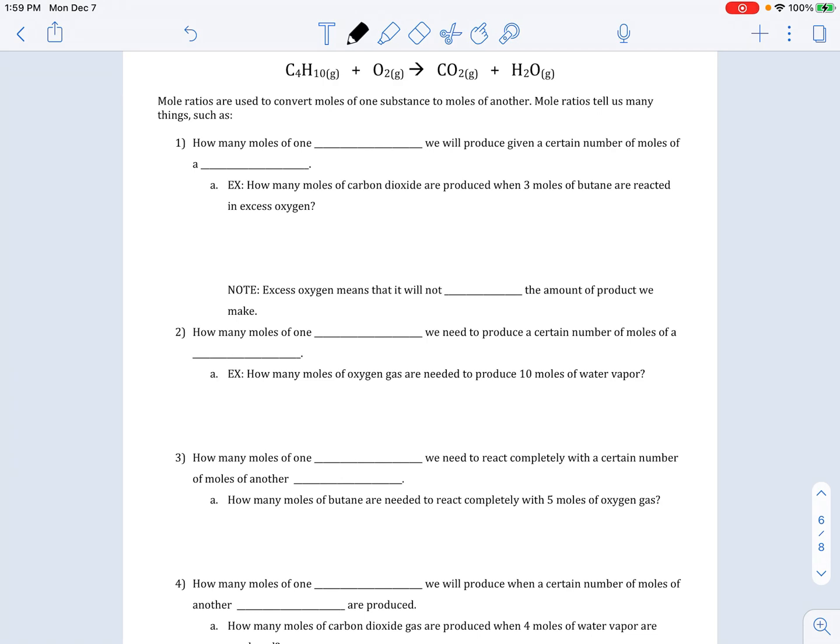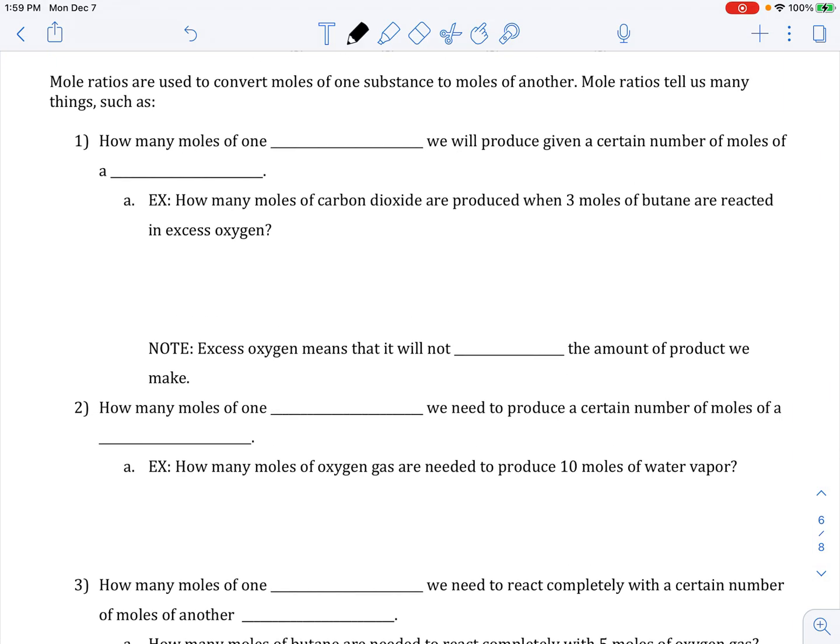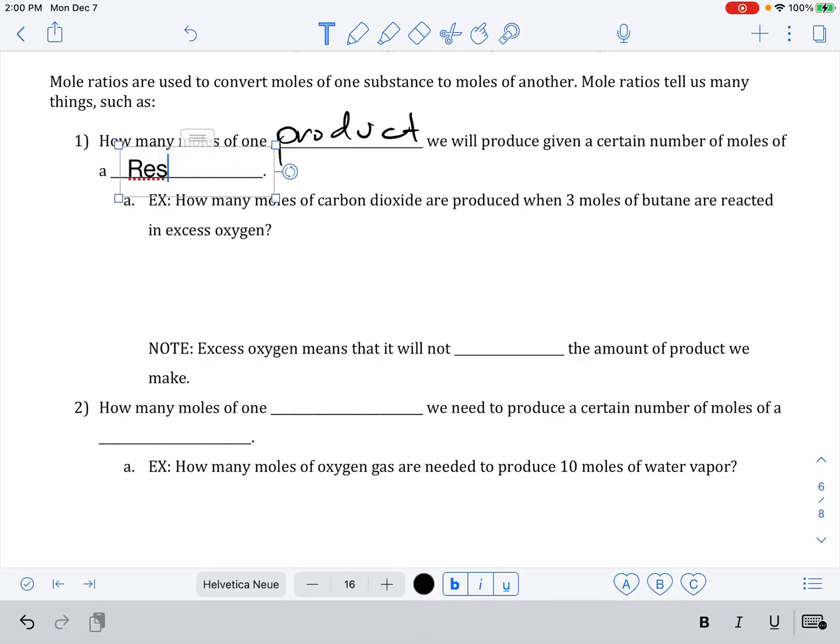So the first one says, how many moles of one blank will be produced given a number of moles of a blank. And this could be really anything, so I'm just going to fill in what we have here. How many moles of one product we will produce, given a number of moles of a, and I'm actually going to use, of a reactant.